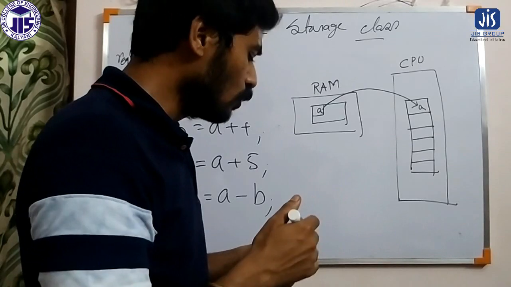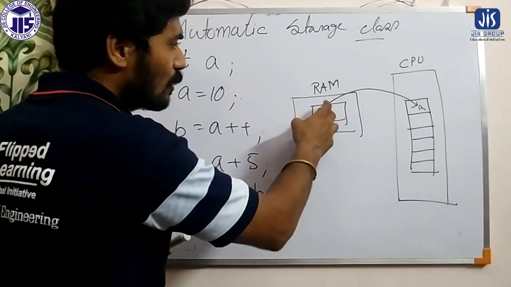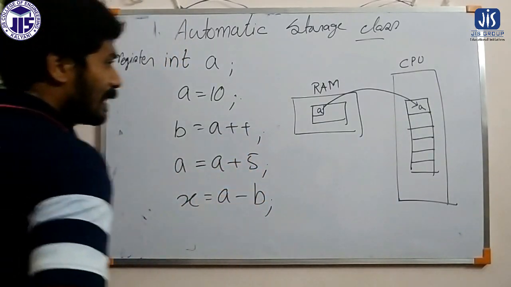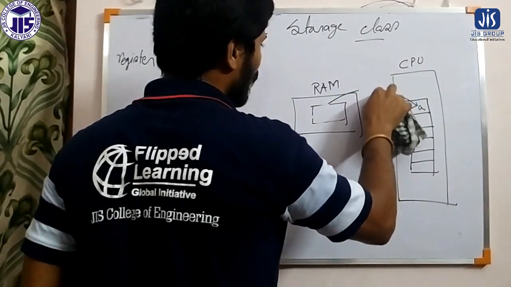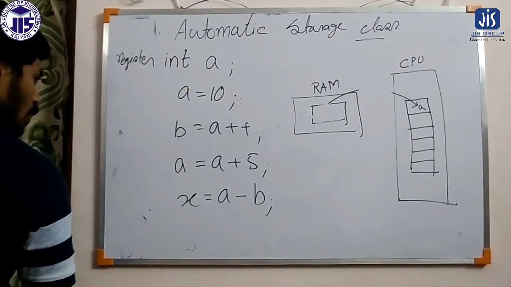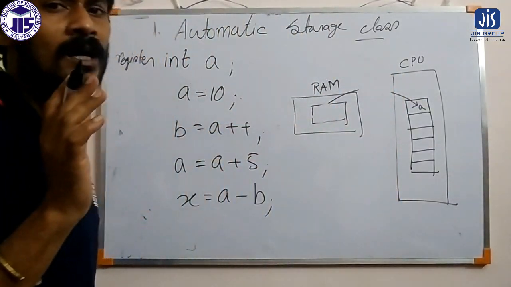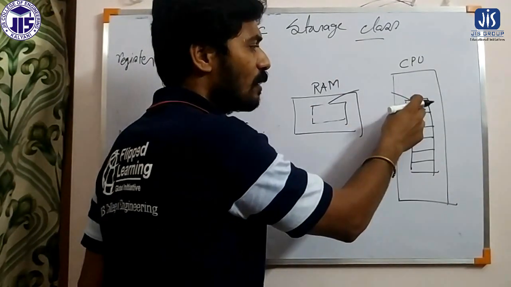So what we can do, instead of storing the data into the RAM, is store the data in the register by using the register storage class. When it is register storage class, this variable will be directly stored into the internal register of the CPU. It will not be stored into the RAM. Directly now it is in the CPU.